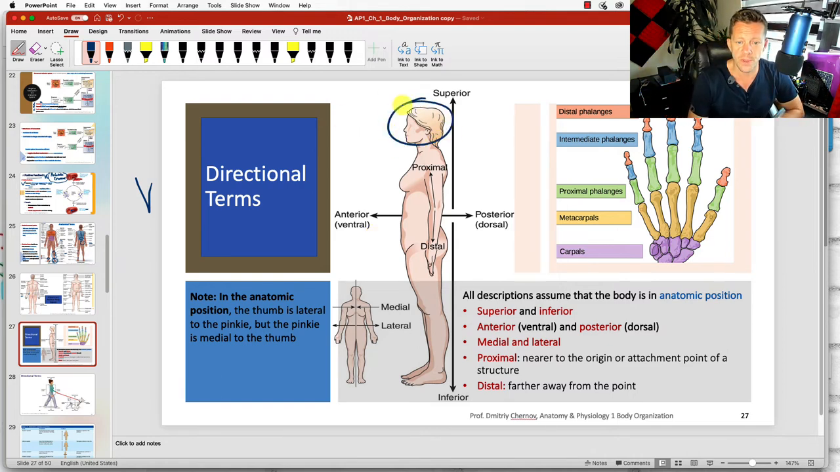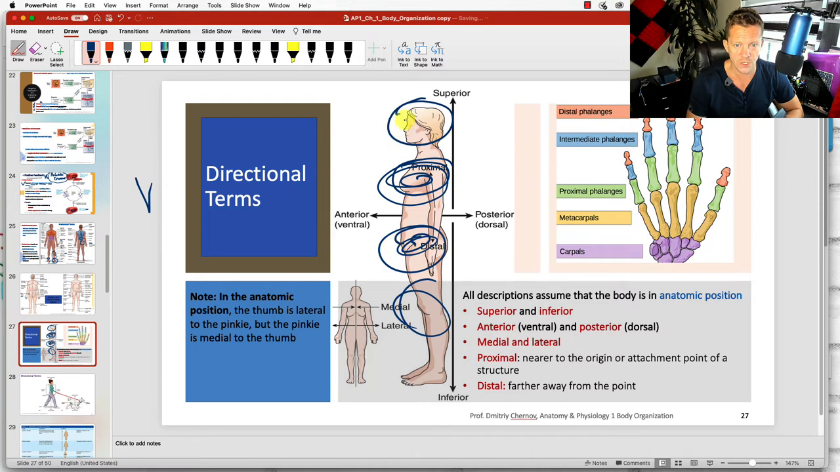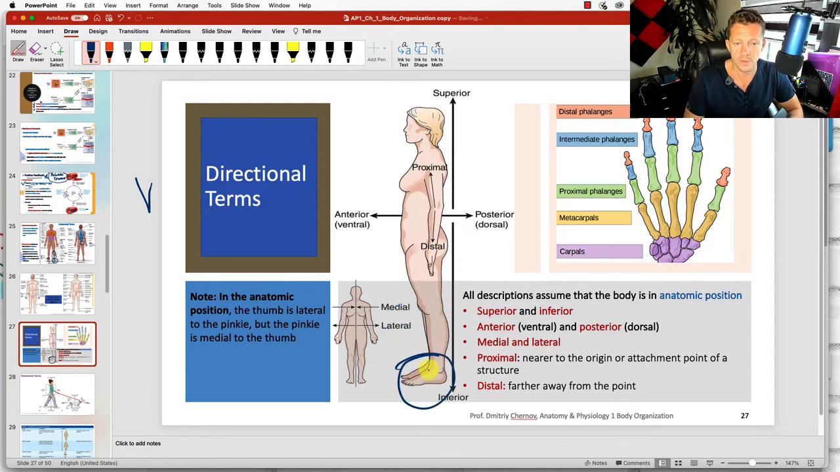So this is superior to this part of the body, but this part of the body is more superior to this part of the body, and so on, right? So head is superior to a chest, and chest is superior to a trunk. And trunk is superior to your lower limbs, and so on. Or your foot is inferior to your chest, and your chest is inferior to your head.